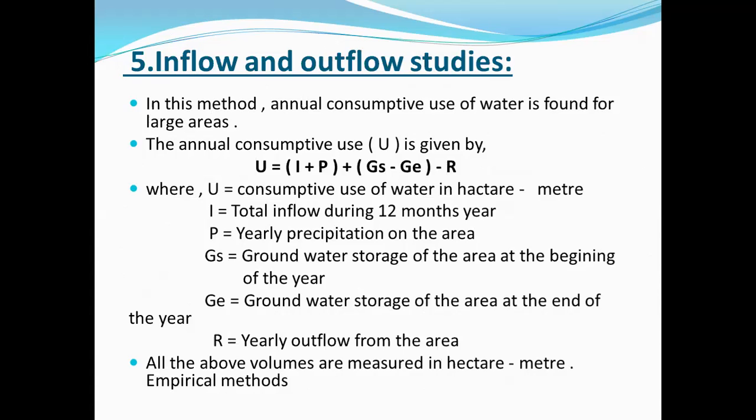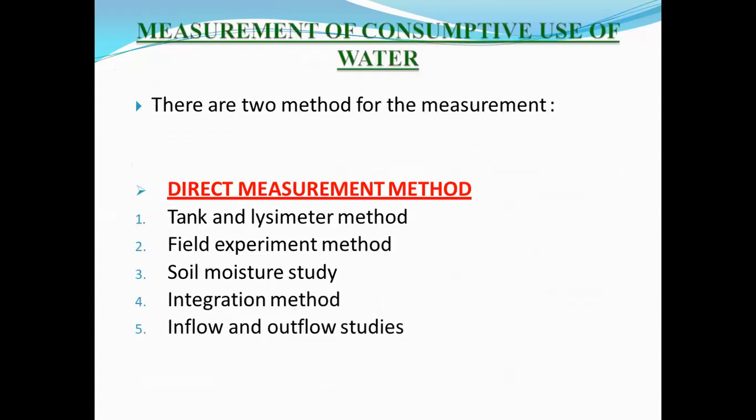So here also one simple equation is given, the annual consumptive use denoted by capital U. With the help of this equation, you can easily find the consumptive use of water. All you have to do is remember this equation properly. There are different types of direct measurement methods. First, the tank and lysimeter method. Second, the field experiment method. Third, soil moisture studies. Fourth, the integration method, and fifth, inflow and outflow studies.